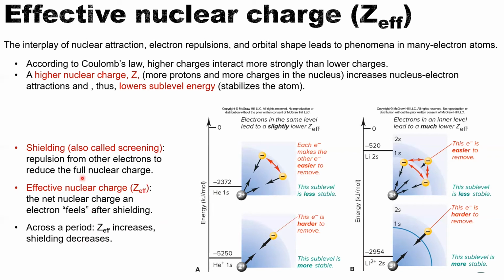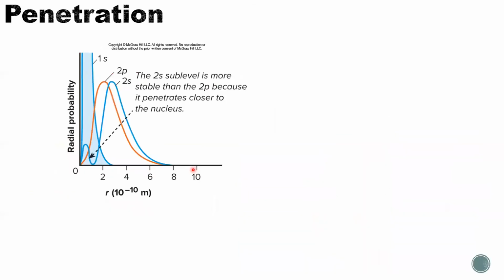Okay, so besides shielding, there is another effect that's more related to the orbital the electron sits in. That is called penetration. So now we have a diagram. The Y axis is the radial probability, and the X axis is how far away the orbital is from the nucleus. We have the 1s orbital, which is closest to the nucleus, and then 2s and 2p orbitals.